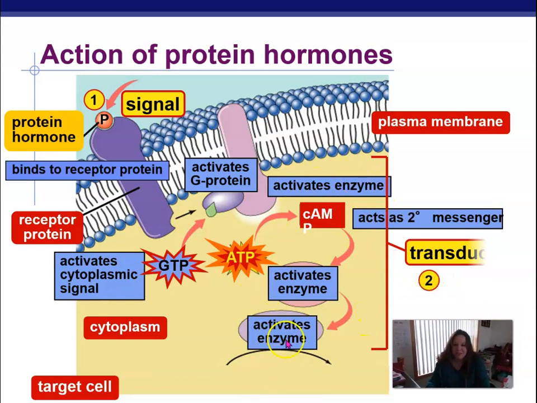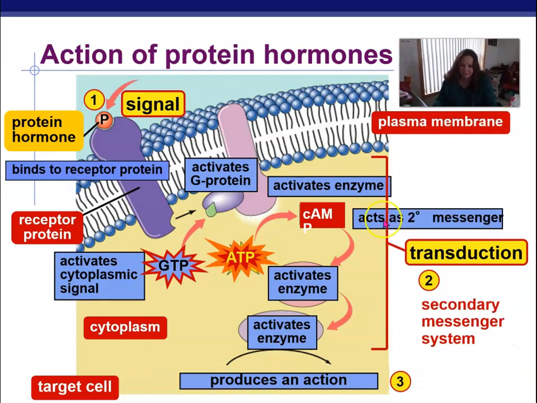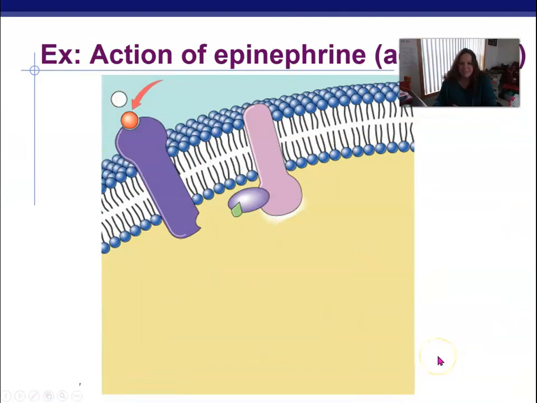So all of this is transduction. After reception, we have transduction. That's that cascade of events. And more than one of each of these can be created. So we might even get amplification from this. And finally, we get our action, our response. And we'll see what that is in our next slide where we get a little more specific. So all of this here is a signal transduction pathway. Lots of steps to it.